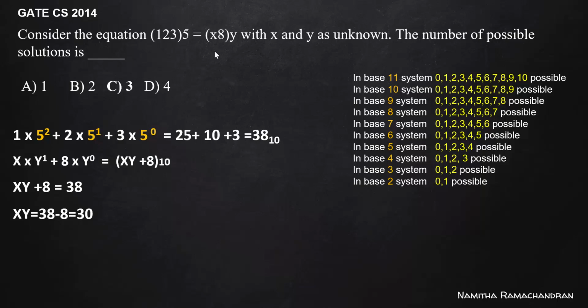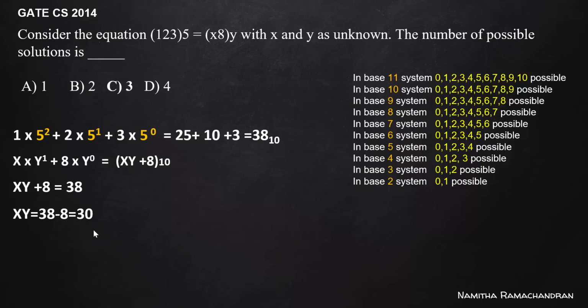Similarly, we can represent this in the decimal form, that is y to the power 0. Y is the base, so y to the power 0 into 8 plus y to the power 1 into x, that is x into y, xy, plus 8 into 1, which is 8 in decimal. Based on this equation, we can equate these two values: xy plus 8 is equal to 38. By rearranging, we get x into y equal to 30. So the product of x and y is 30.